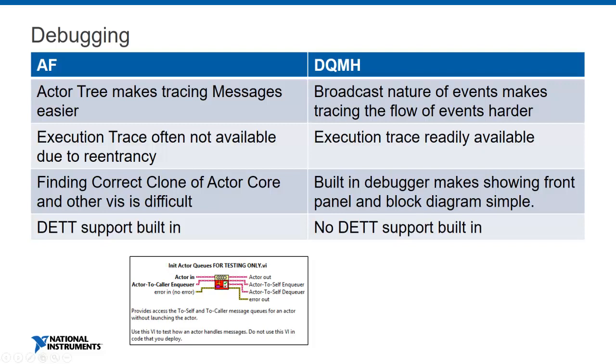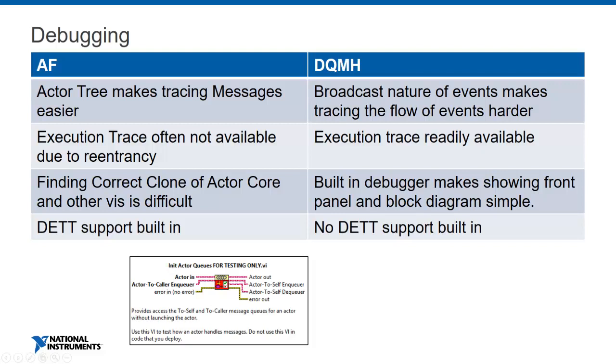Actor Framework, execution trace, and you click the little light bulb, right, and you can follow all the wires. It's often not available due to reentrancy issues. DQMH, it's easily available, and you can easily show the block diagram. Actor Framework, it's hard to find the correct clone, because every time it launches an Actor Core, it gets a clone number, and you've got to figure out which one's which.